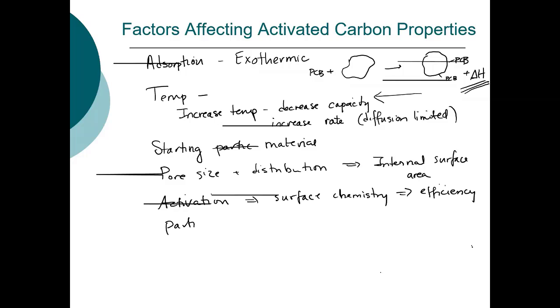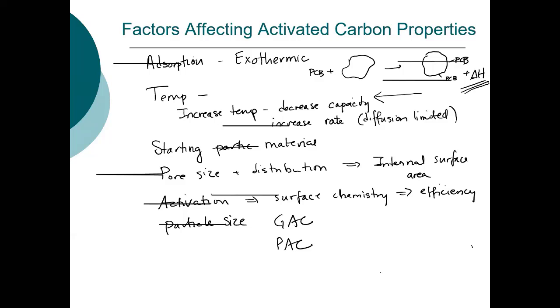Lastly, the particle size affects it. So we typically talk about granular activated carbon and powdered activated carbon. Powdered activated carbon is kind of the consistency of just like talcum powder, the powder that you would use. And on the other hand, granular activated carbon is kind of the consistency size of salt, maybe a little bit bigger than that.